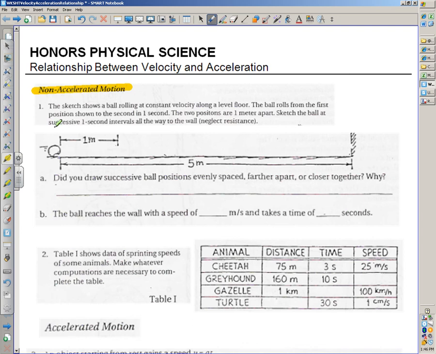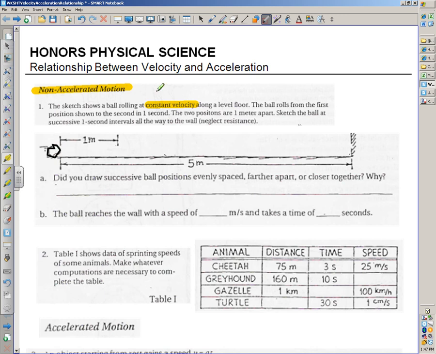So it says here that this sketch below, which is not complete, shows a ball rolling at a constant velocity along a level floor. Non-accelerated motion and constant velocity are 2 ways of saying the same thing, right? The velocity isn't changing. So, it says the ball rolls from the first position shown to the second position in 1 second.